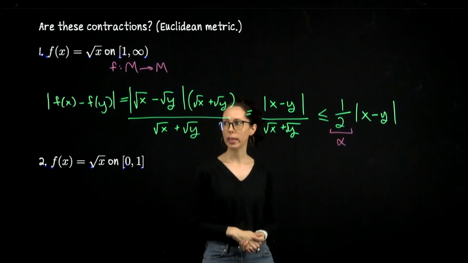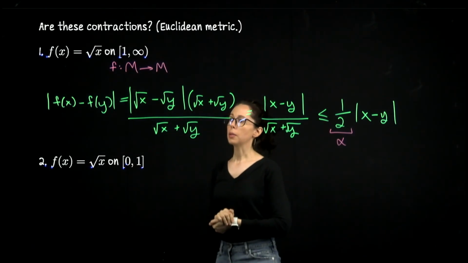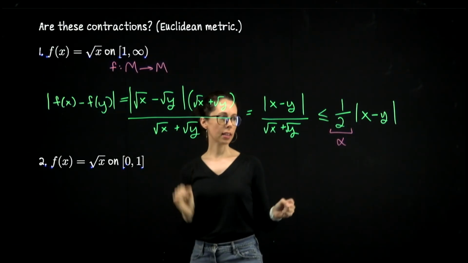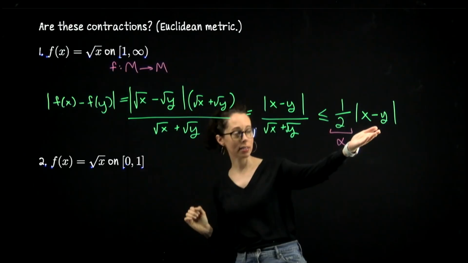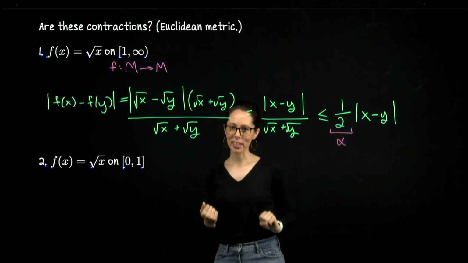contraction. We can say that if you take any two inputs from this domain, and plug them into the square root function, the distance between their outputs is less than or equal to 1/2 times the distance between the original inputs. Take a moment to experiment with the second example on this slide.